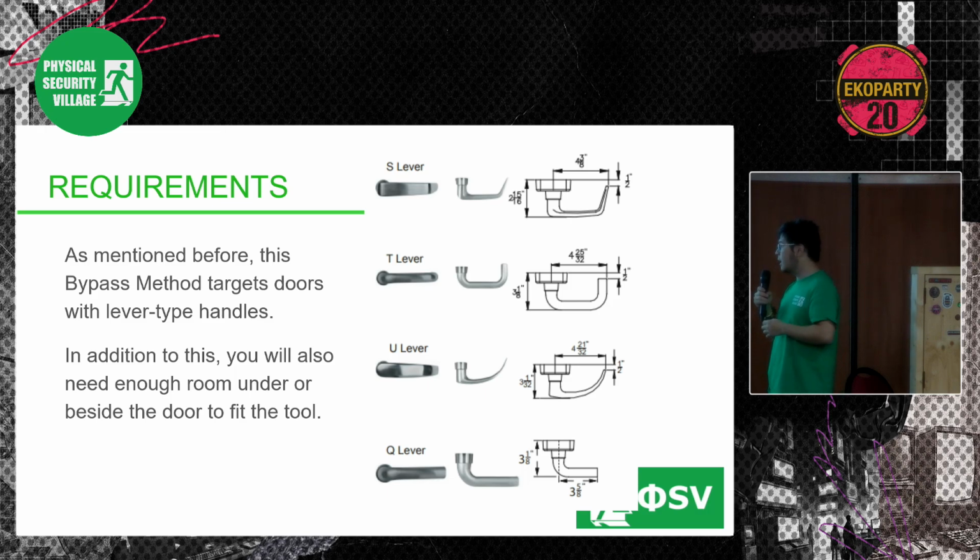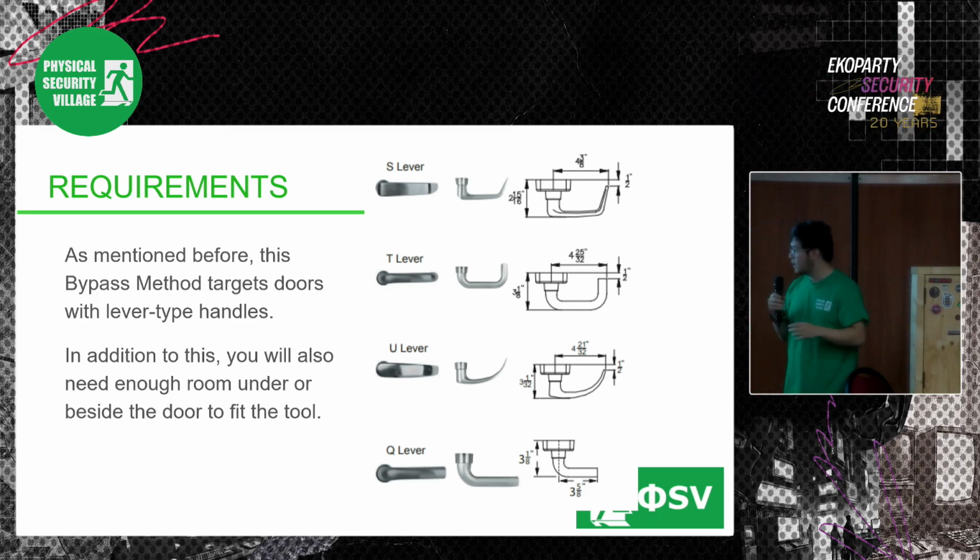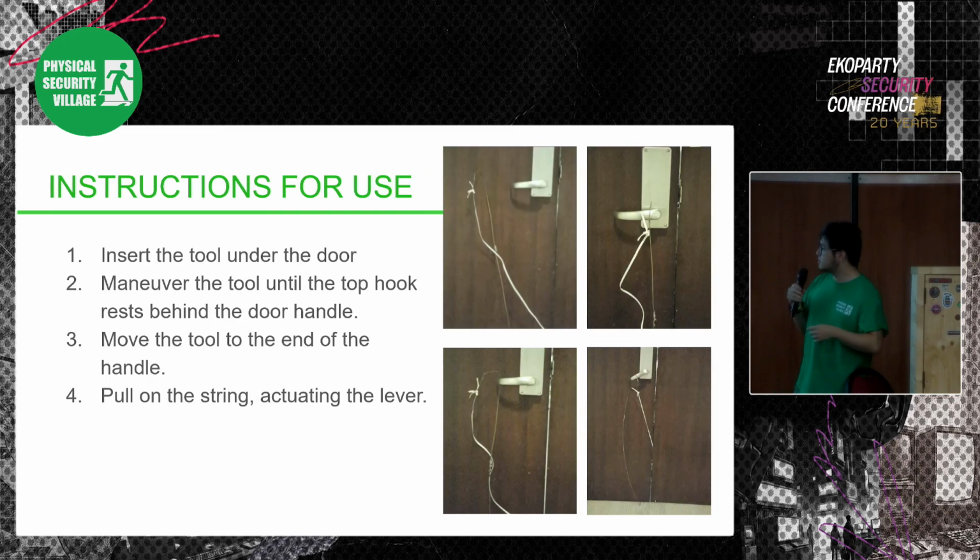Next slide. And so, as mentioned before, this will work on all sorts of lever-like handles. Now, the easier ones are the top three. This Q lever style is a little bit harder, just because it'll be easier for the under the door tool to slip by, but it's definitely still possible.